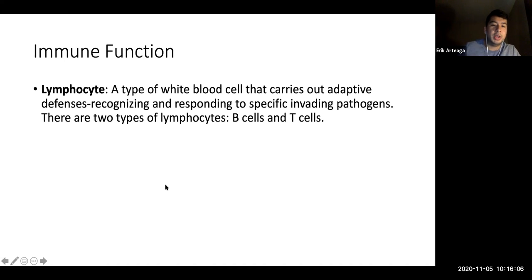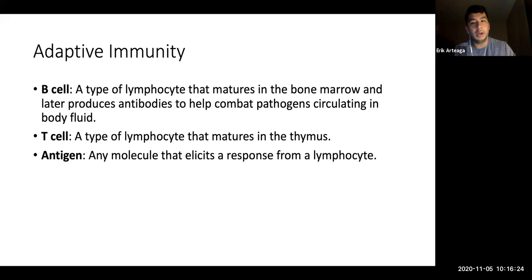All right, so lymphocyte. So this is a type of white blood cell that carries out adaptive defenses, recognizing and responding to specific invading pathogens. There are two types of lymphocytes, B cells and T cells. Okay. All right, so adaptive immunity, B cell. This is a type of lymphocyte that matures in the bone marrow and later produces antibodies, okay, to help combat pathogens circulating in the blood fluid, okay?